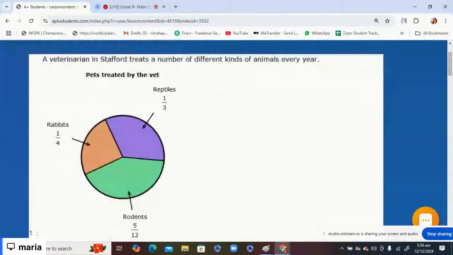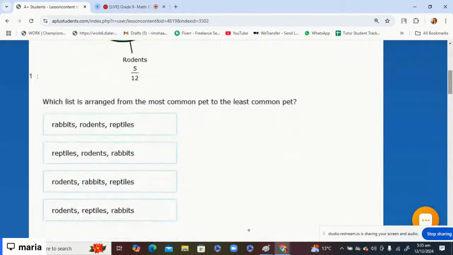Okay, look at here the question. A veterinarian in Stafford treats a number of different kinds of animals every year. Pets treated by the vet: reptiles are given, rodents are given, rabbits are given. This is 1 by 3, 1 by 4, and 5 by 12 of this circle.